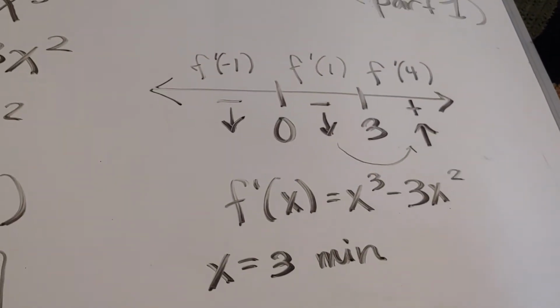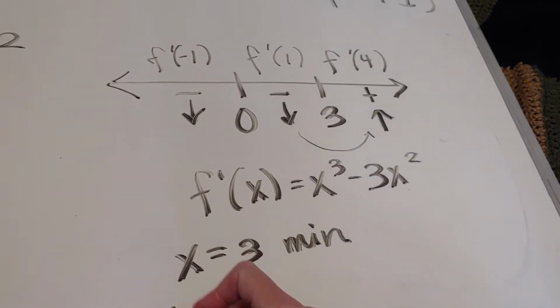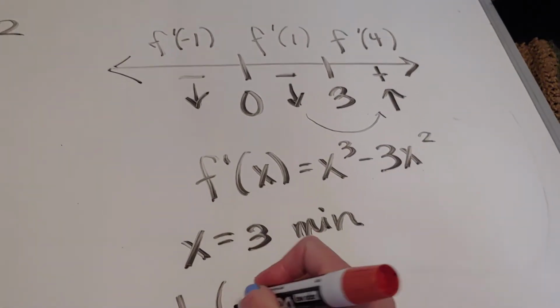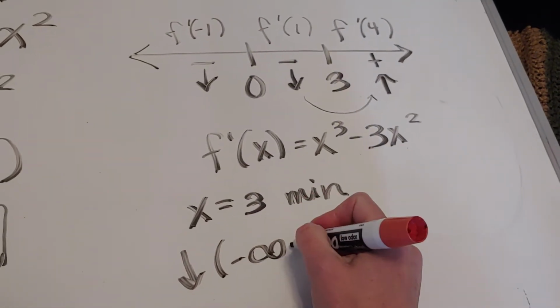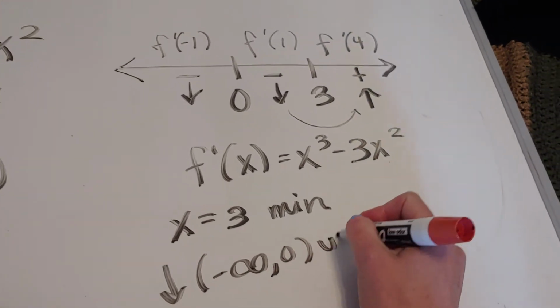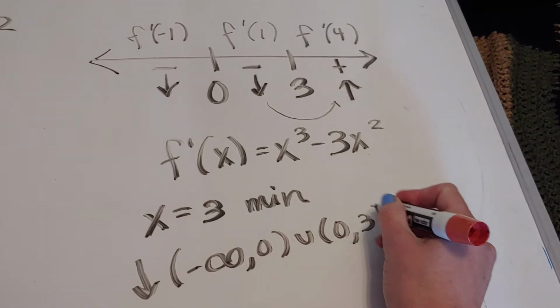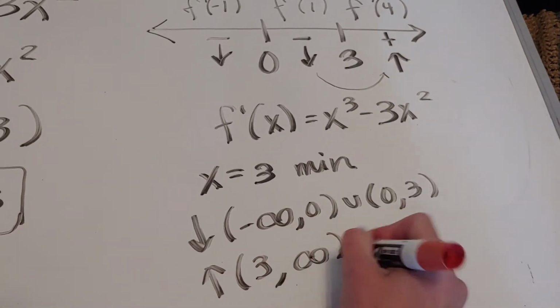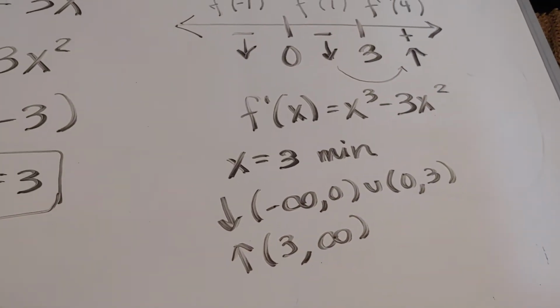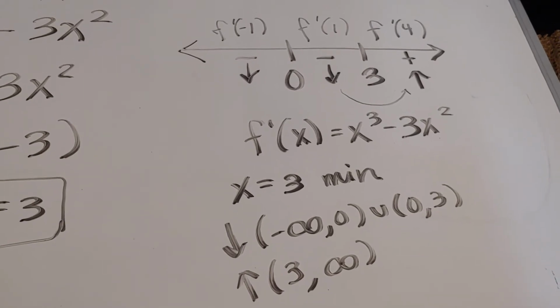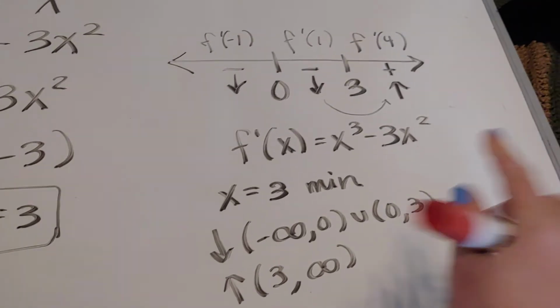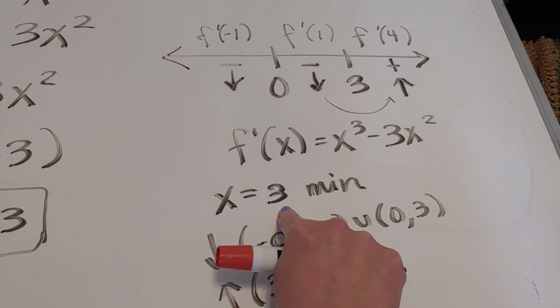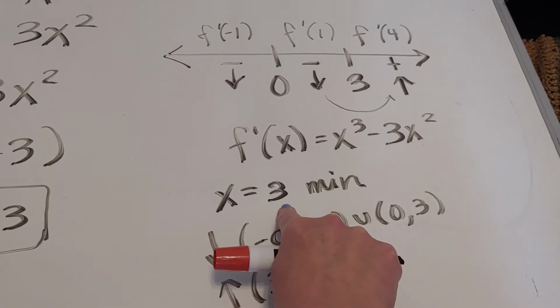More importantly, for intervals, it is decreasing from -infinity to 0. It keeps continuing from 0 to 3, and then it's increasing from 3 to infinity. Before I go to my next video for the second part about concavity and inflection points, since I have x is 3, let's go ahead and find the y value when x is 3.